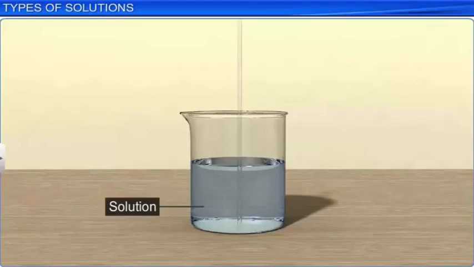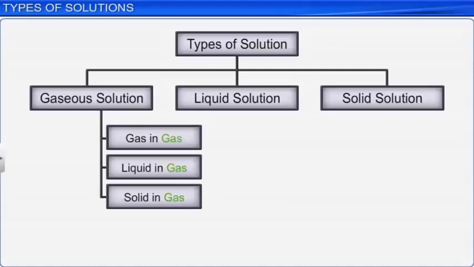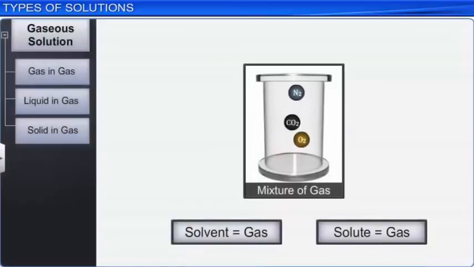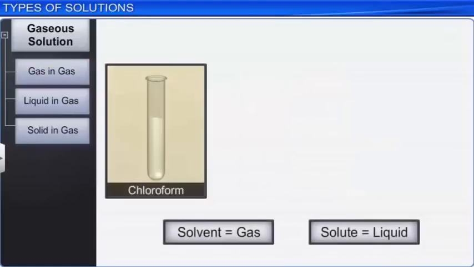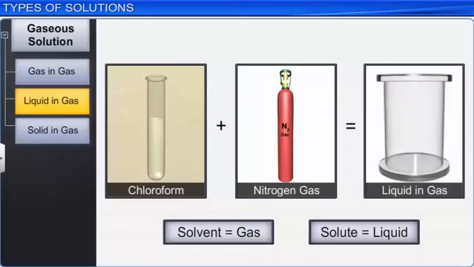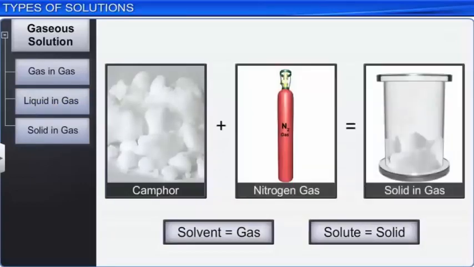Depending upon the physical state of the solvent, various types of solutions can be formed. A solution in which a gas is the solvent, and a gas, a liquid, or a solid is the solute, is known as a gaseous solution. For example, air is an example of gas in gas type of solution. Chloroform mixed with nitrogen gas is an example of liquid in gas type of solution, while camphor in nitrogen gas is an example of solid in gas type of solution.